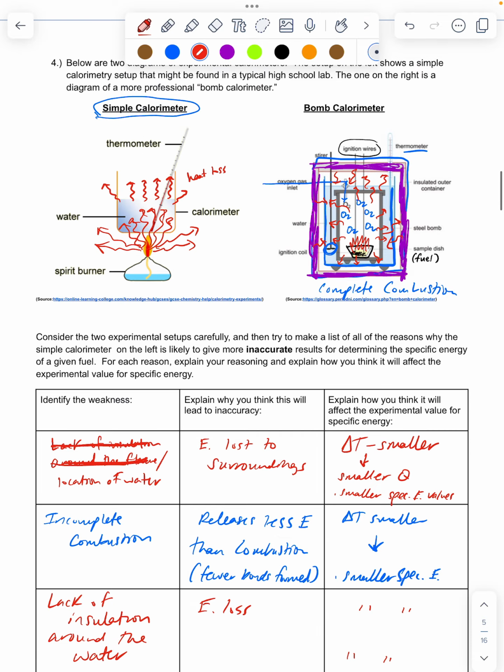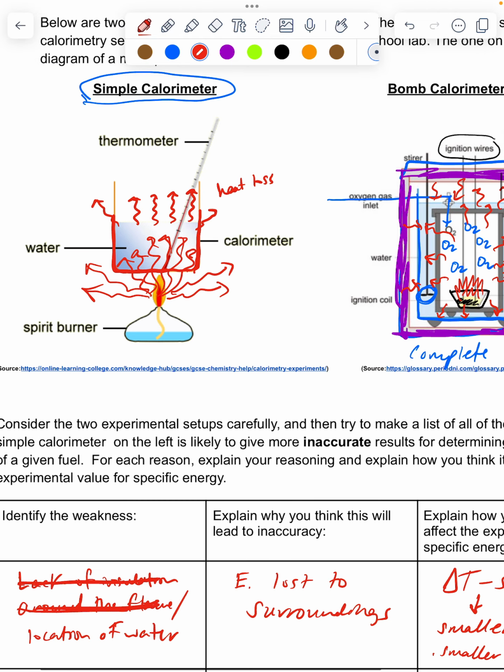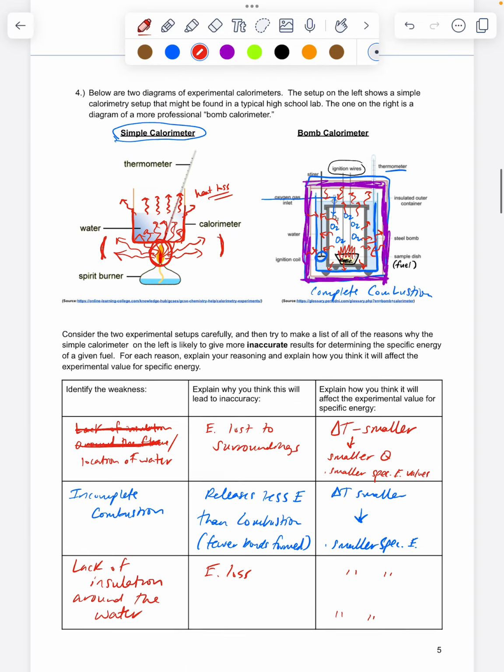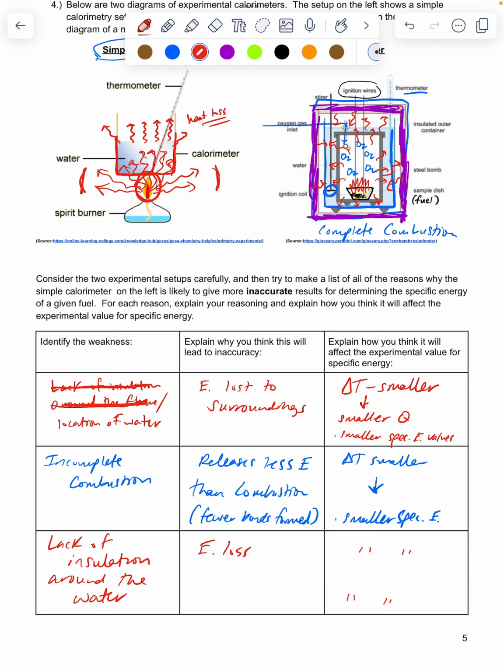Okay. You could also highlight other things, like how some of the heat is going into the container itself, and that's not necessarily accounted for in the calculations. Things like that. But the main three would be the heat that never goes into the water, the heat that is lost from the water, and the incomplete combustion that takes place because of the oxygen not being fully mixed in with the fuel. So those are some key experimental weaknesses in simple calorimetry.